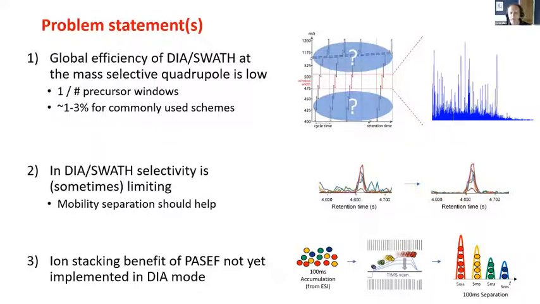And third, I think we can also benefit from the ion focusing effect implemented in the PASEF approach, and so we also just wanted to have this benefit in DIA mode.